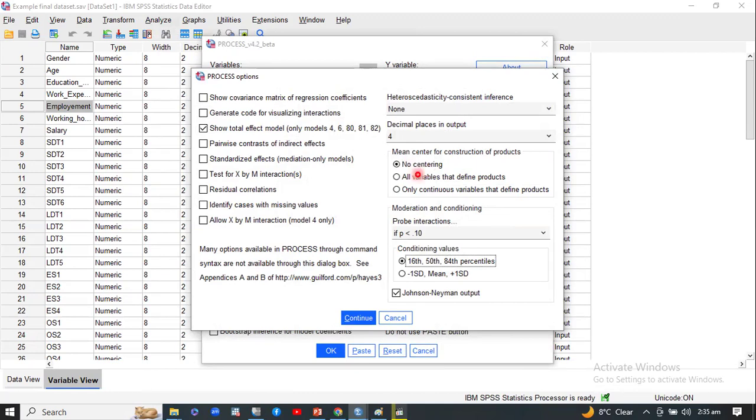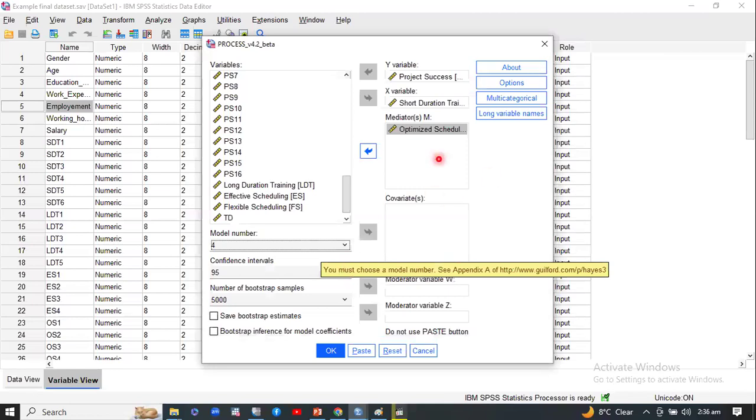Whenever you are using the mediation analysis, you don't need to use any product method like all variables that define product or only continuous variables. You need to choose no centering. It means that you are not considering any kind of moderation. You need to select the 16th, 50th, and 84th percentile option. You need to click the Johnson-Neyman output, and you need to click the continue button. You need to put your dependent variable, your independent variable, and your mediating variable. So in this case, I have included optimized scheduling as a mediating variable.